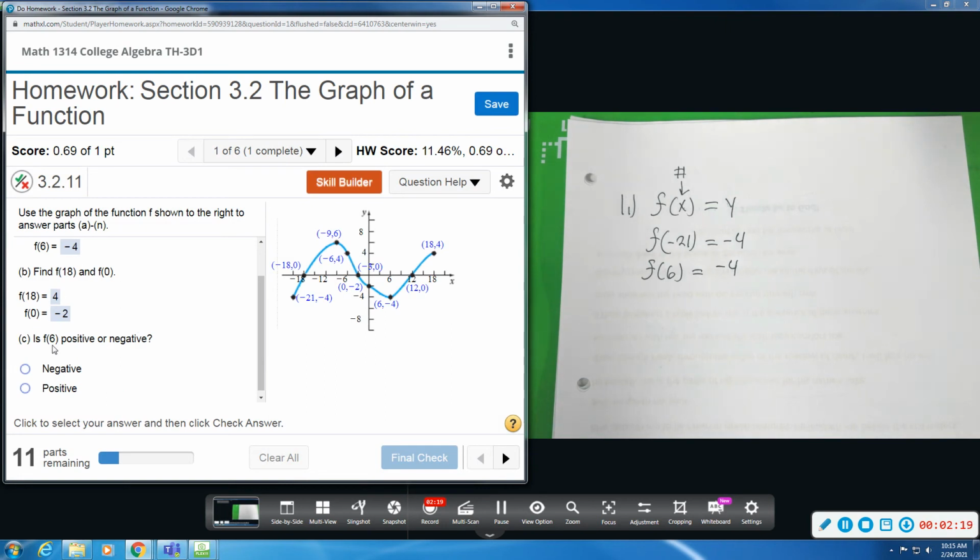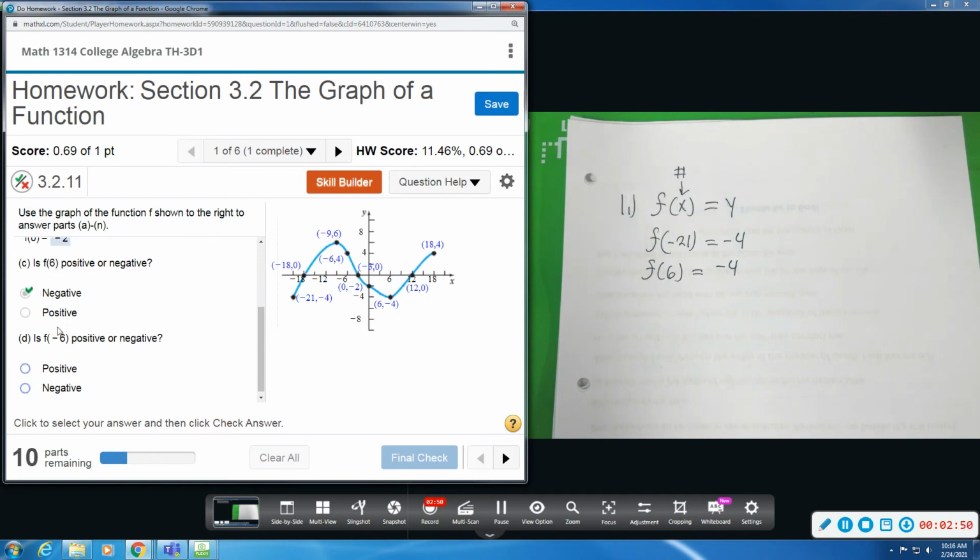All right, so now we want to know is f of 6, which means is the y value positive or negative. So they're not talking about this number 6. We got to go to the graph, find 6, and then find the y value. So I'm going to the right. Here's 6. When I go down and look at the y value, it is negative 4. That is the positive or negative that they're asking me about. So the y value when x is 6 is negative. It's a negative 4.